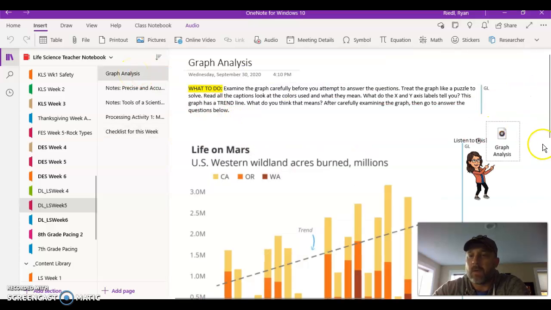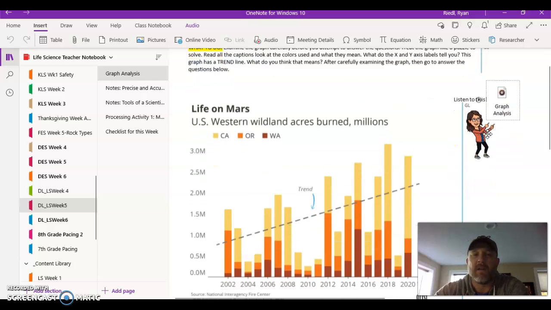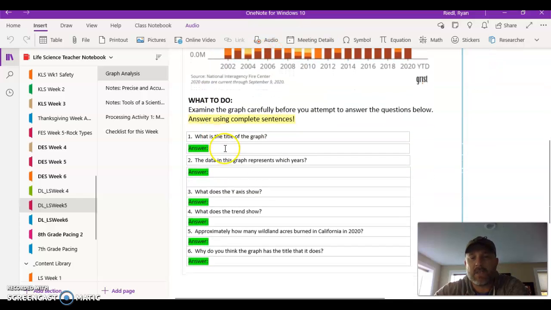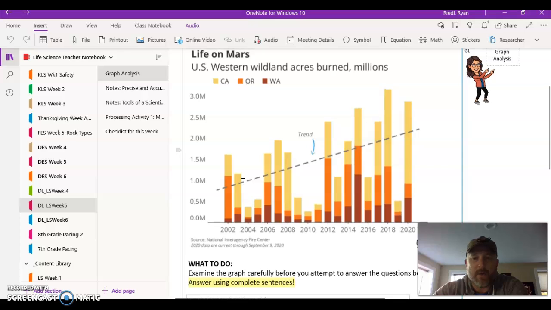Okay, so let's take a look at OneNote first. Graph analysis. Okay, I got a little video here I want you to watch. Watch that video. It's like a minute and a half long. It's not long at all. Okay, and then you're going to take a look at these 6 questions and answer the graph. Boys and girls, if you put the time into these graphs, they shouldn't be overly difficult. If you have troubles with them, you ask.